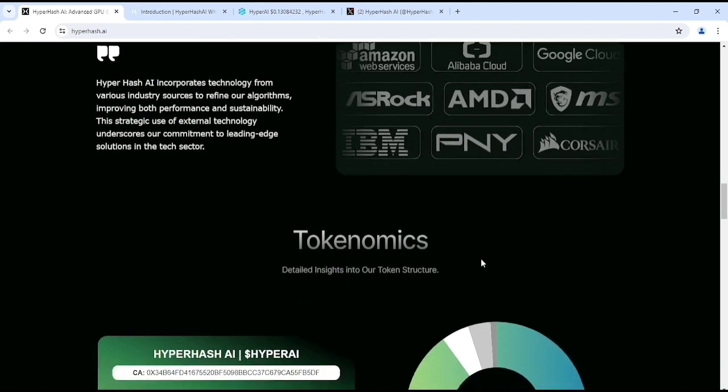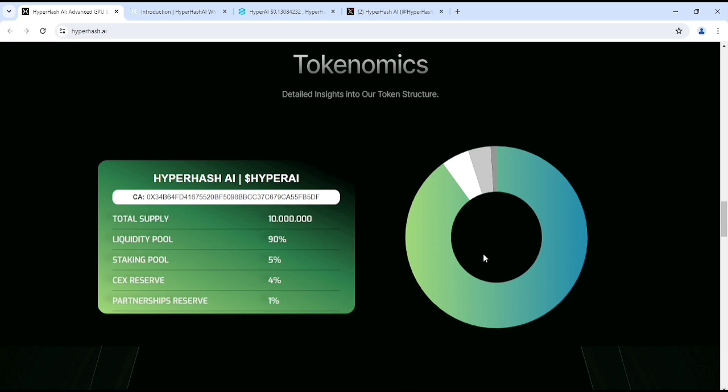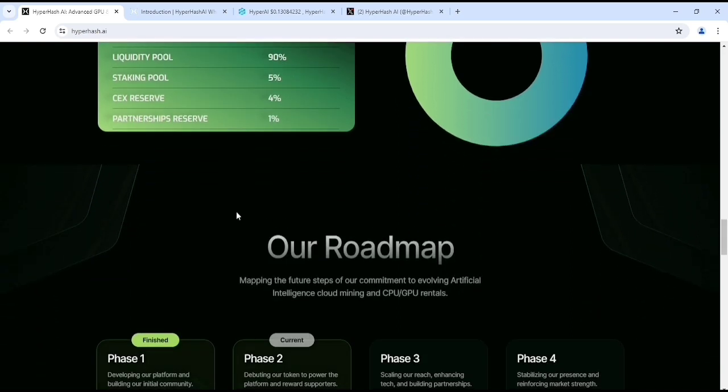If you look at the tokenomics of this project, here you can see the total supply: their liquidity pool, which is 90%, team taking 5%, centralized exchange reserve 4%, and their partnership reserve, which is 1%. Obviously, the tokenomics is pretty cool.